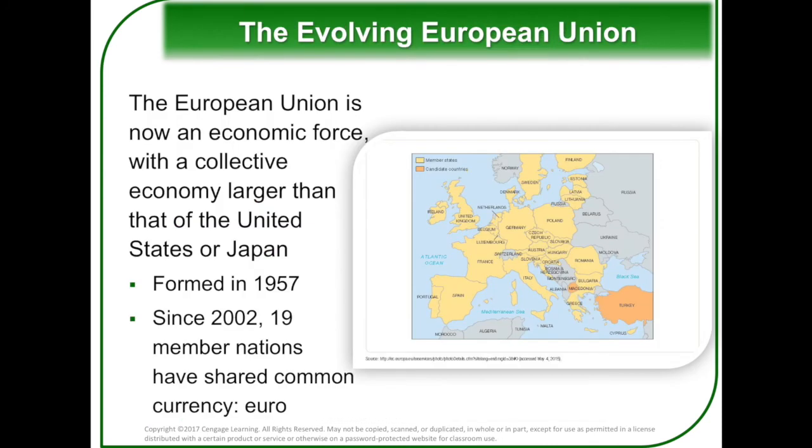The evolving European Union, as you probably have heard, there's been talks the last few years of part of the European Union breaking up. Right at the time of this writing again, the combination of all the economic force of the European Union is larger than that of the United States or Japan. The Union began back in 1957. Since 2002, 19 nations have shared the same currency, which we call the euro.